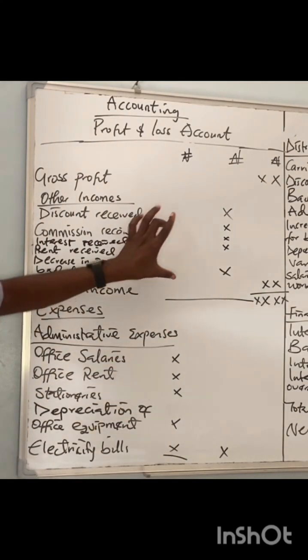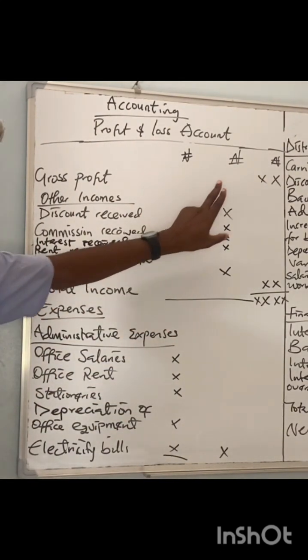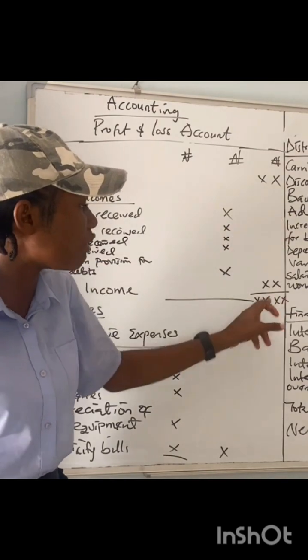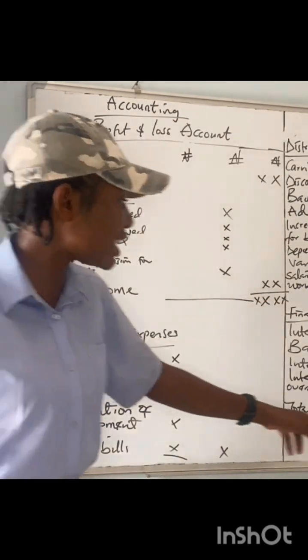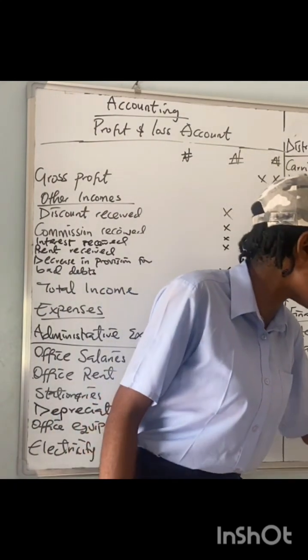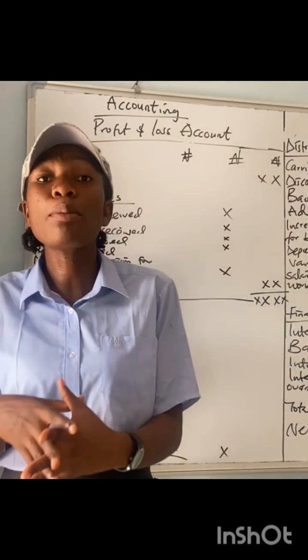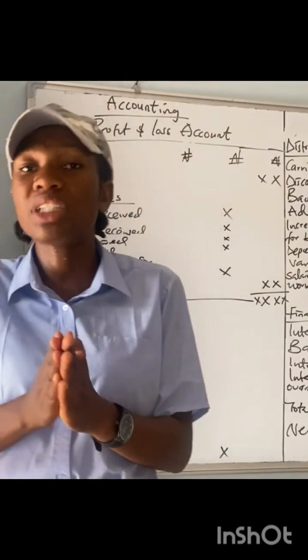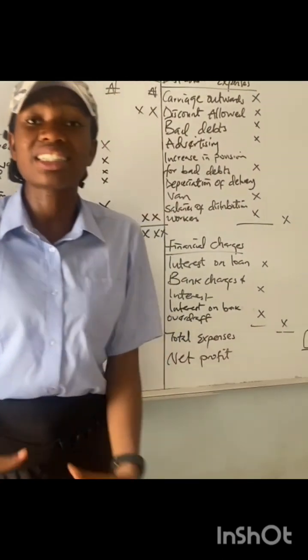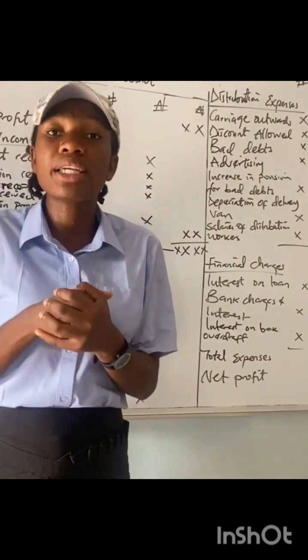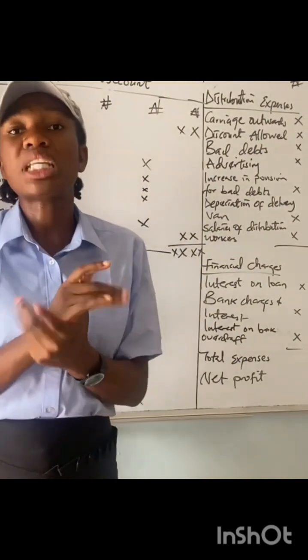So when we total all our indirect income and add it to our gross profit, then we have our total income. So the total income for the year less our total expenses gives us our what? Net profit. So the aim or the goal of the profit and loss account is that we arrive at our net profit. This is the actual profit that was made by the business during that particular year.